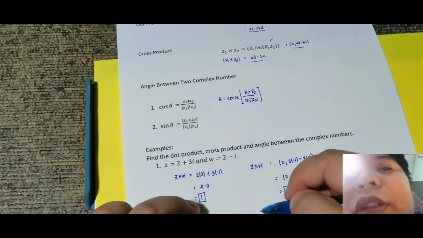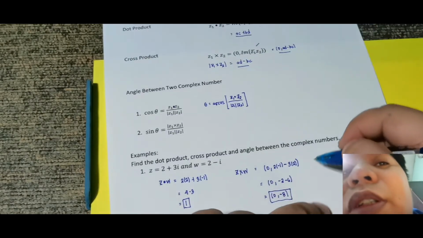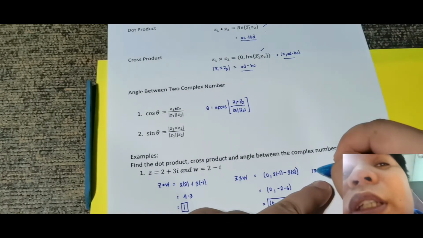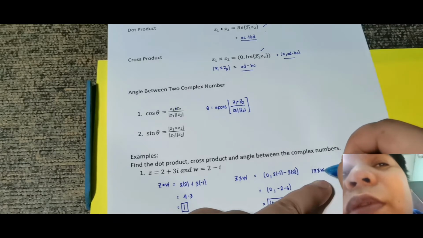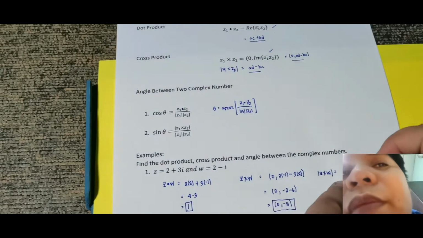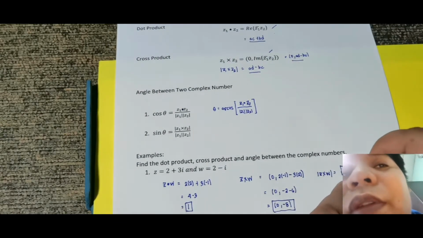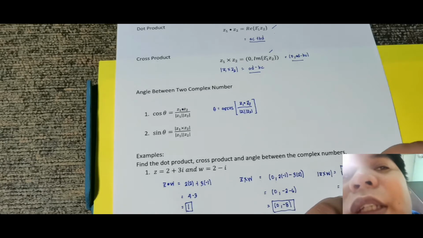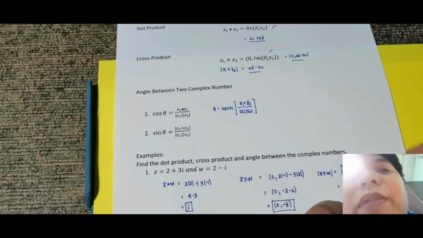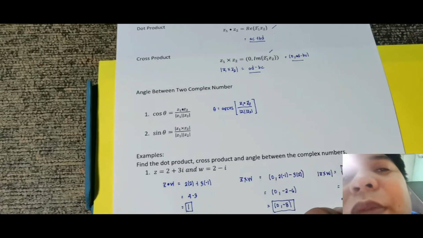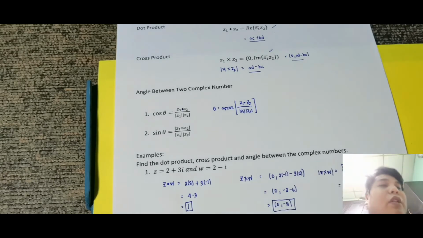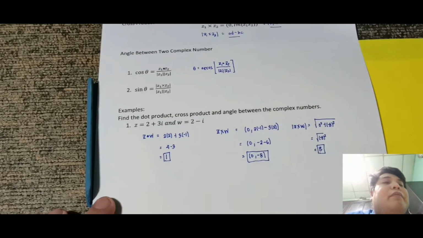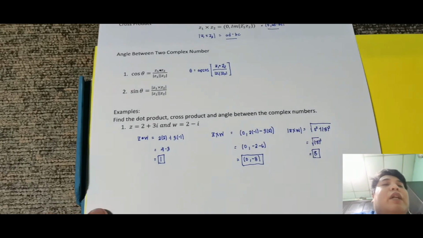Okay, so kung gusto kong kunin yung modulus ng Z cross W, simply equal lang sa square root ng 0 squared plus negative 8 squared. So this is equal sa square root ng 64, so that is positive 8. So tandaan, walang modulus na negative.